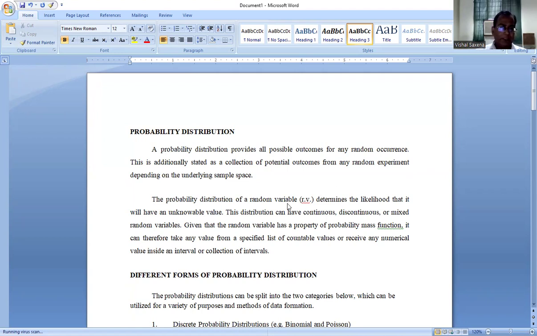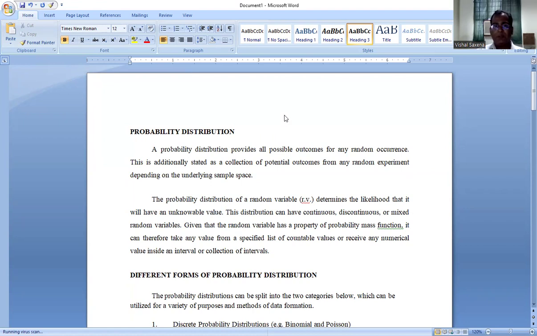So I'm going to take a lecture on the topic of probability distributions, and today we are going to discuss the binomial distribution, which is a discrete probability distribution. Today's lecture belongs to the course of research methodology in biostatistics, and it is for the BPT 6th semester and B Pharma 8th semester.